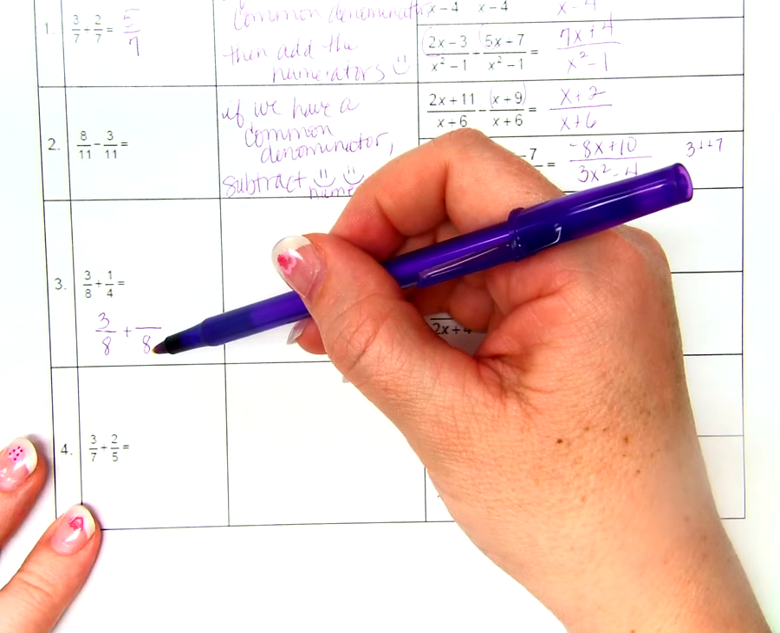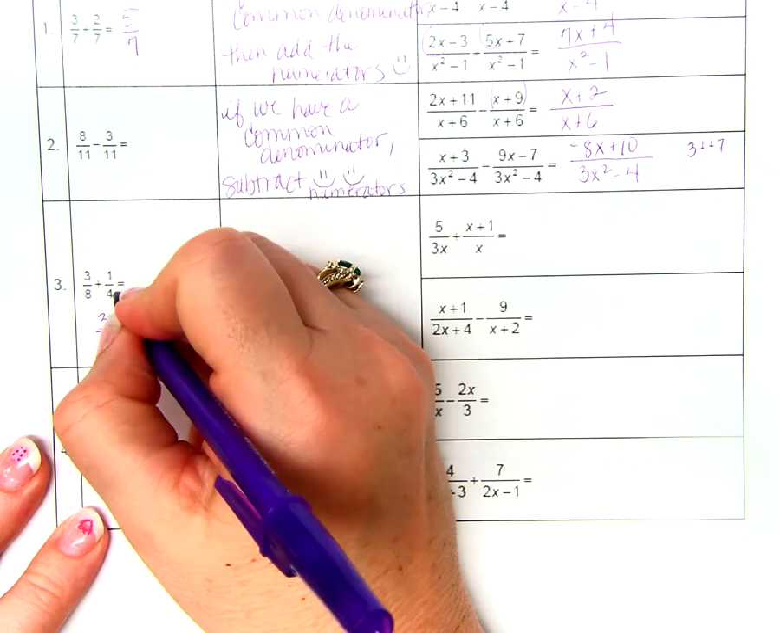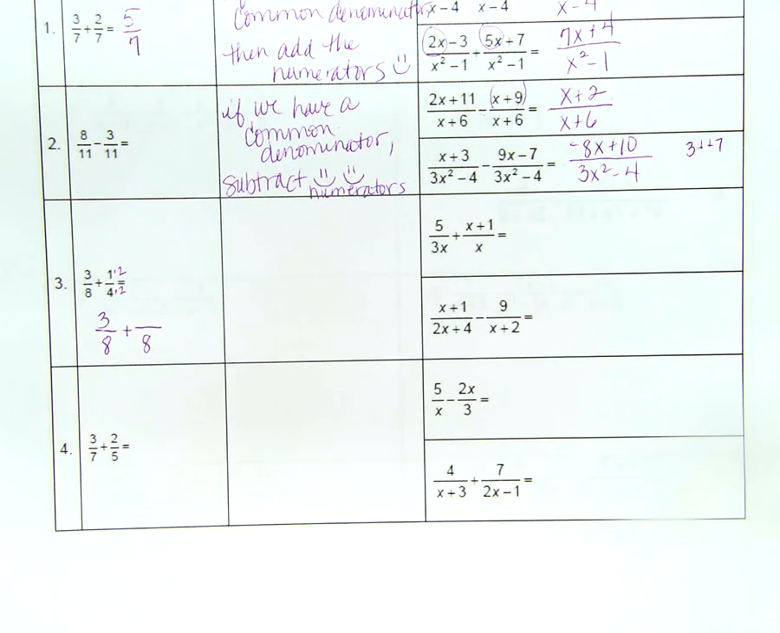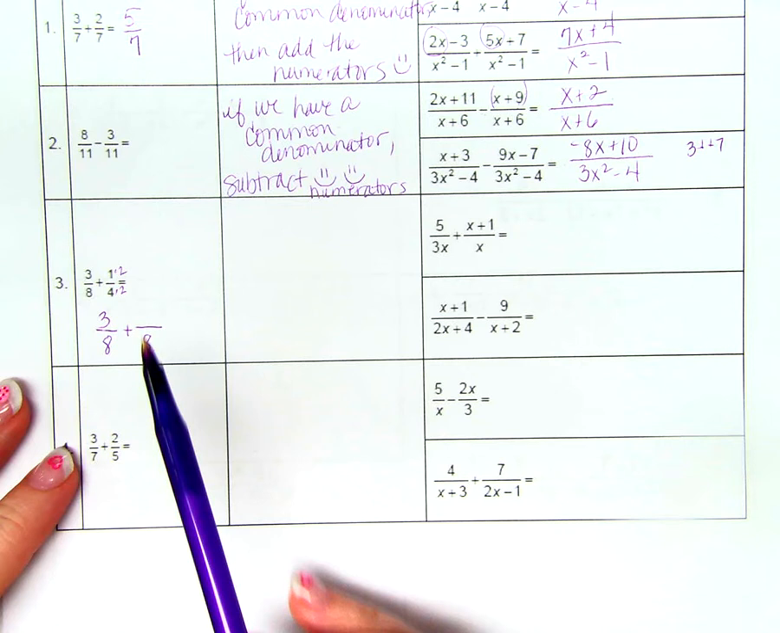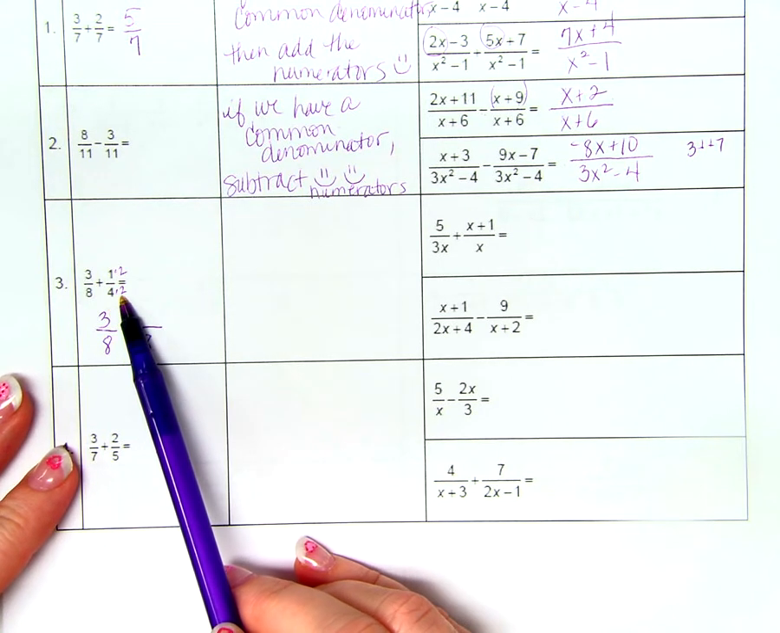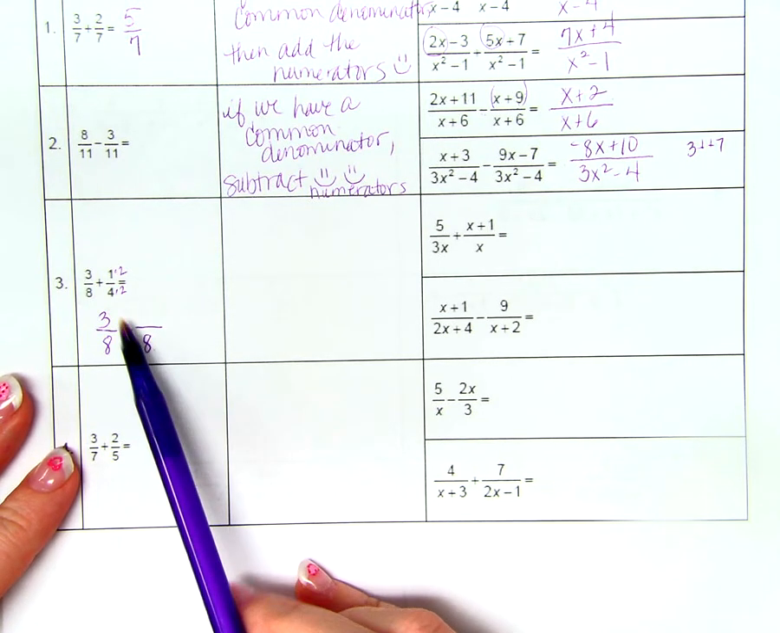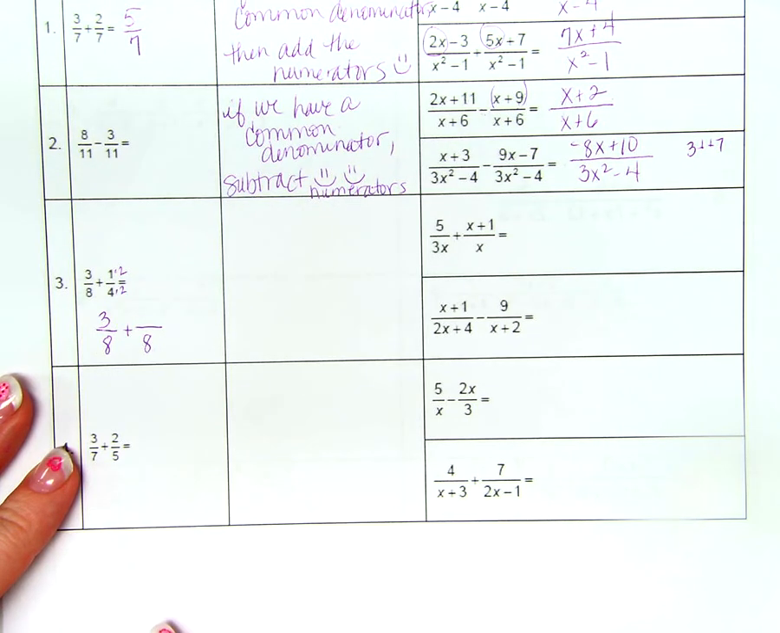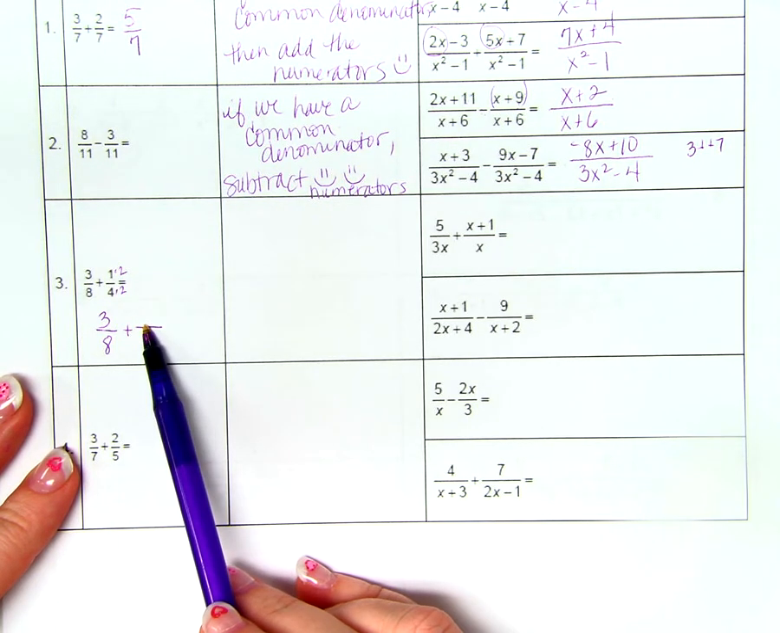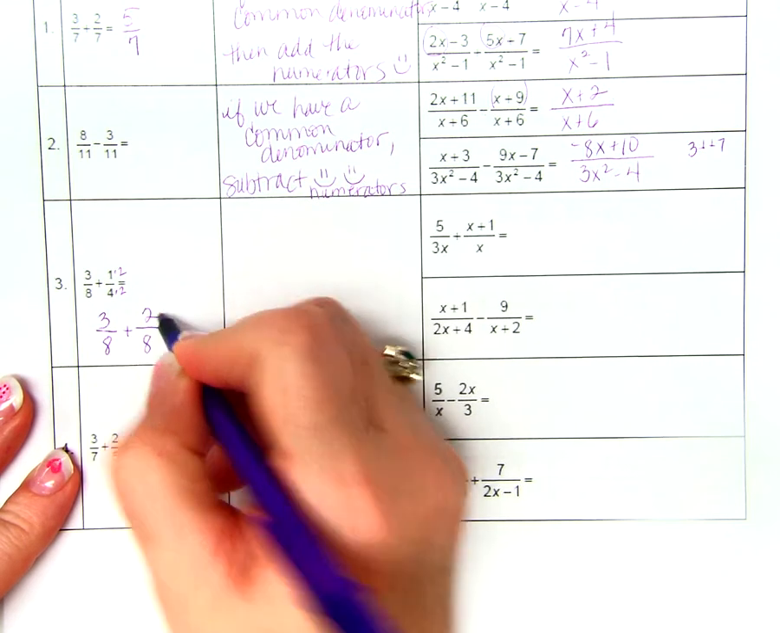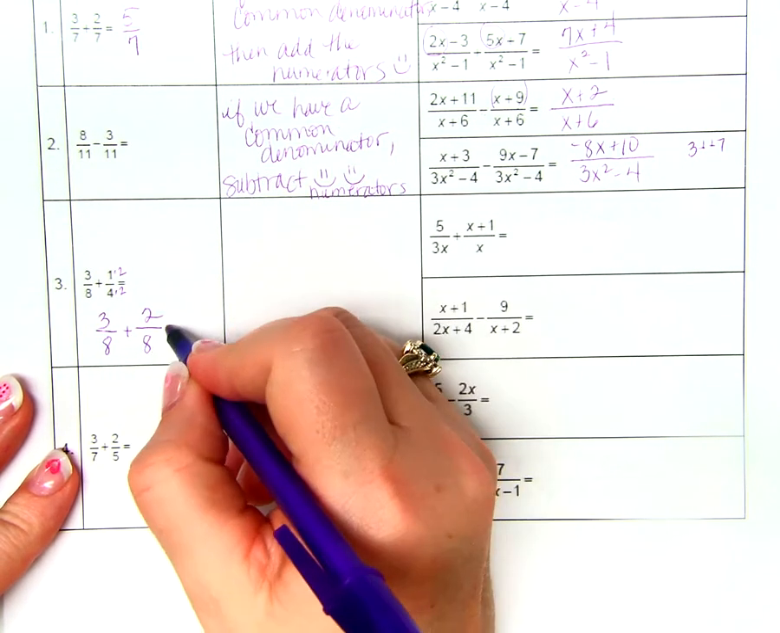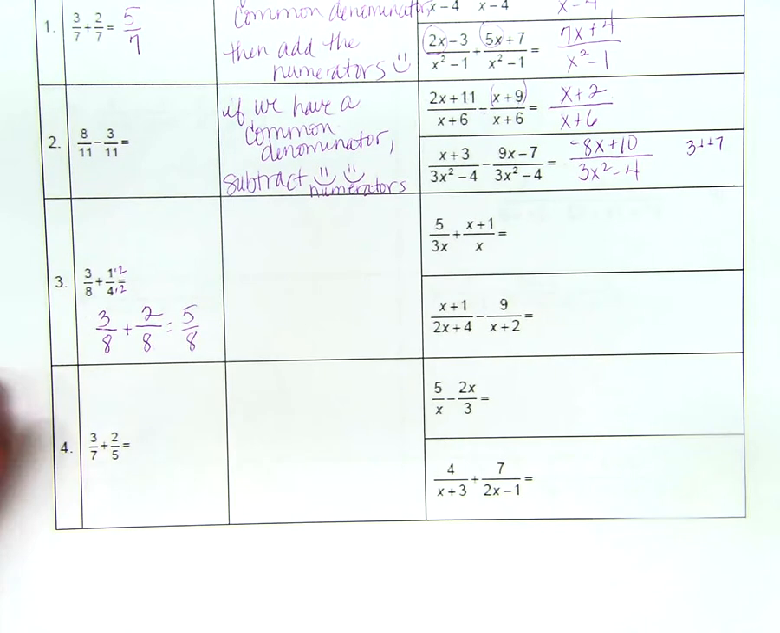How did it change? Multiplied by 2. We're not ever going to change a denominator by adding or subtracting anything to it. Okay? It's always going to be multiplication. So, what is 4 times 2? 8. If I multiply the denominator by that number, I also have to multiply the numerator by that number, so my new numerator is 2. Okay? So what is 3/8 plus 2/8? 5/8.